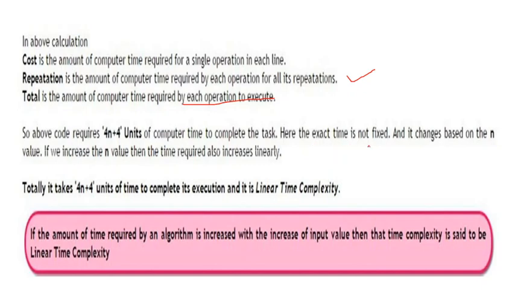Here the exact time is not fixed and it changes based on the n value. If we increase the n value, then the time required also increases linearly. So total time is 4n plus 4 units of time to complete its execution, and it is linear time complexity. If the amount of time required by an algorithm increases with the increase of input value, then that time complexity is said to be linear time complexity. I hope you understand this.